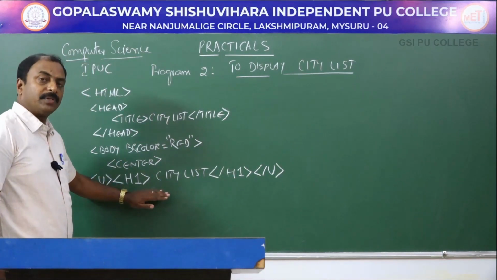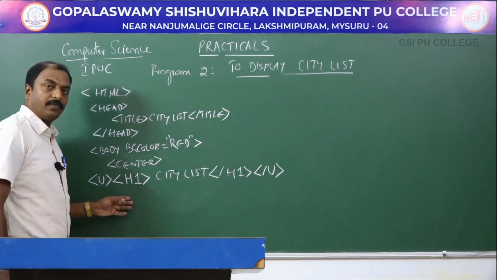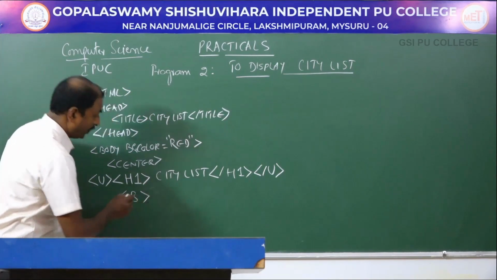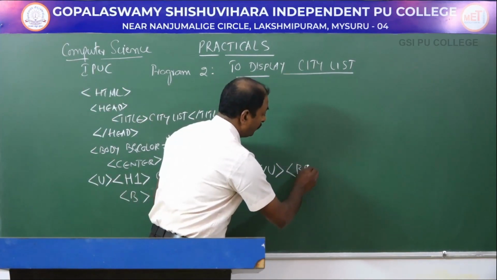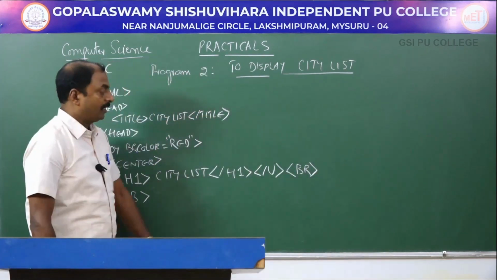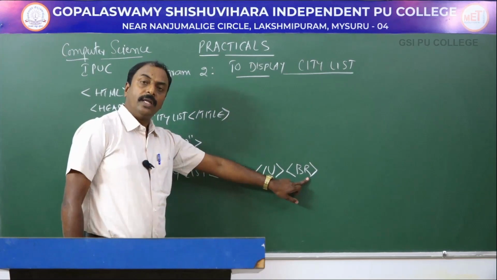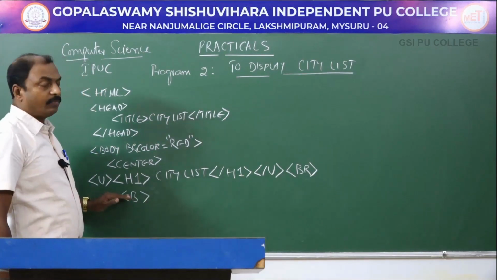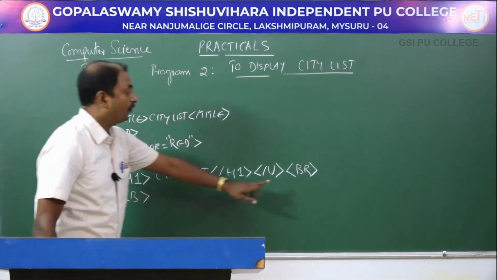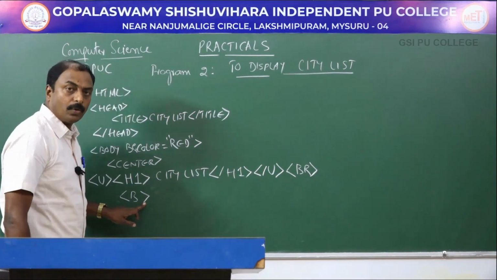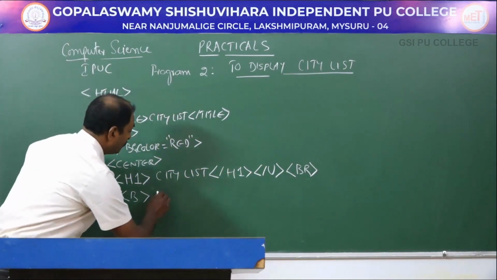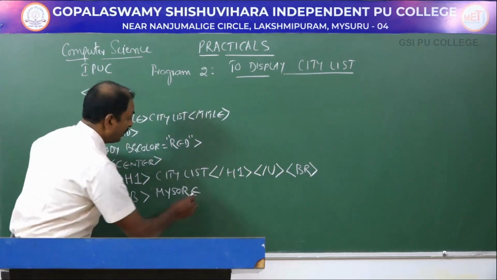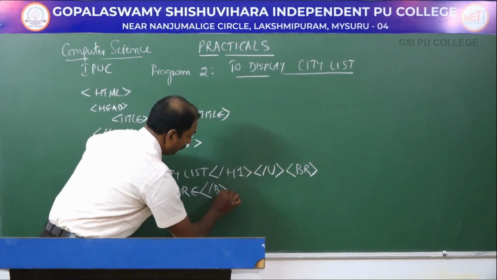Next we can write the names of the cities one by one by making use of different tags. After this I can write B, the bold tag. Here I will make use of the BR tag. This is what you learned yesterday. BR stands for line break. It takes the control to the next line, so the content will appear on the next line. After this BR, we are using one more bold tag to display the name of a city, for example Mysuru. Again, I have to close this with the B tag.